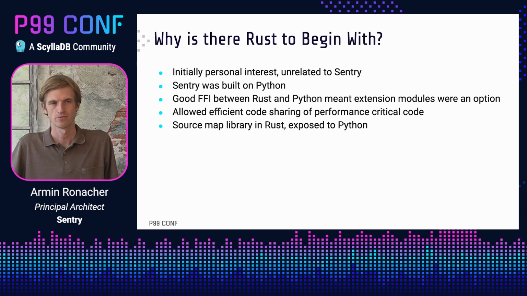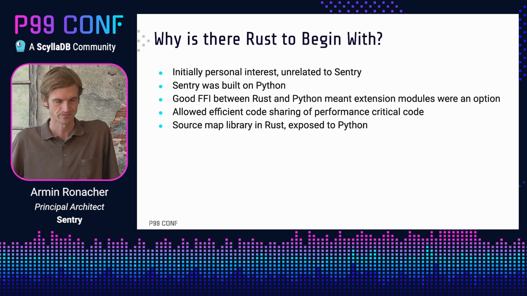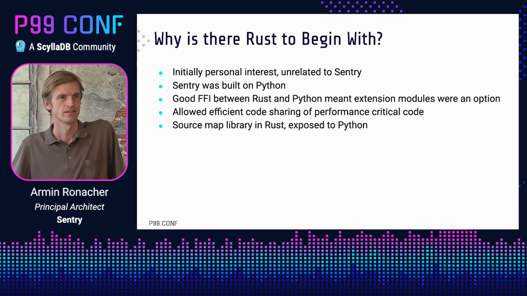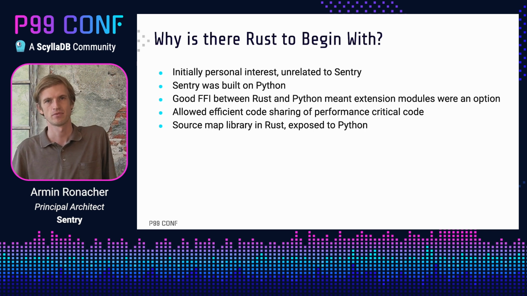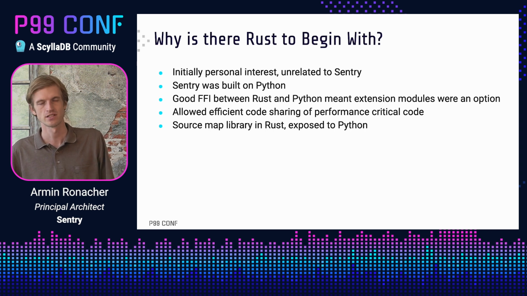So the choice of Rust to solve the problem of performance on source maps came mostly out of my personal interest in the language. I had already implemented the source map processing library in Rust, mostly just as a way to learn the language. And then independently of that, we discovered that performance was actually an issue on source maps. And I just took that Rust library.